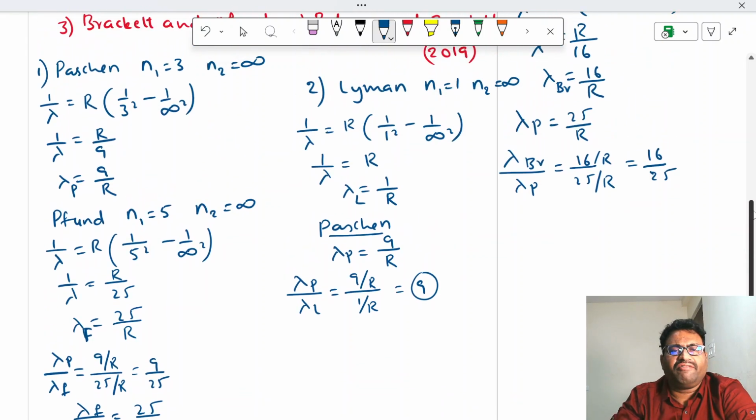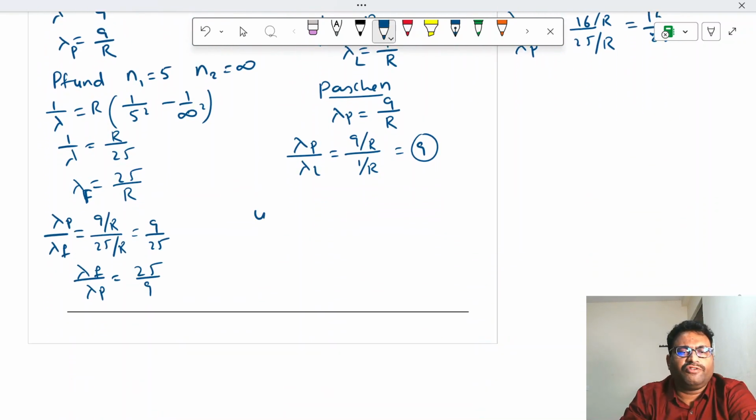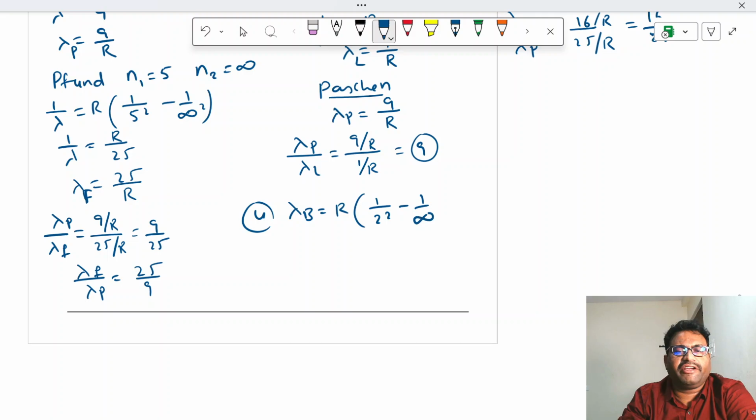In the same way, what is our last one? Balmer and Brackett, the fourth option. Let us take Balmer. Balmer series: R into 1 by 2 square minus 1 by infinity square. 1 by lambda Balmer is equal to R by 4, so lambda Balmer is equal to 4 by R.